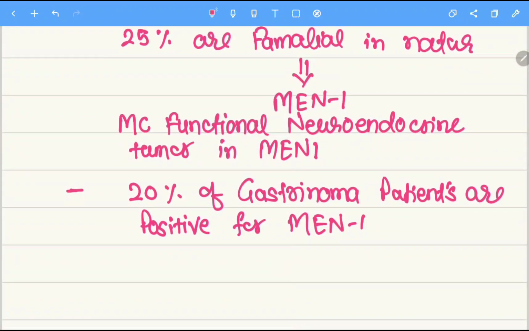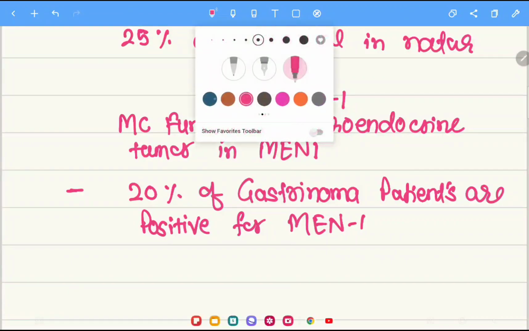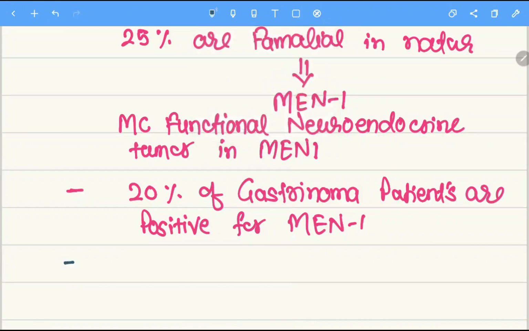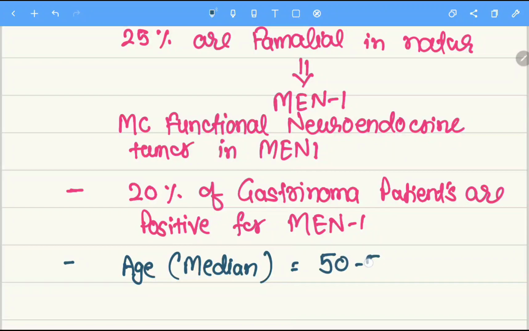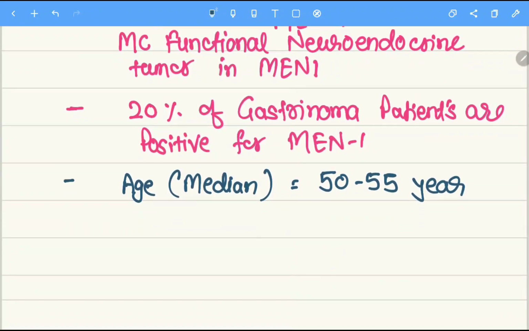What is the median age of origin of these tumors? In which age group is this common? The median age is around 50 to 55 years. In this age group, it is very common.